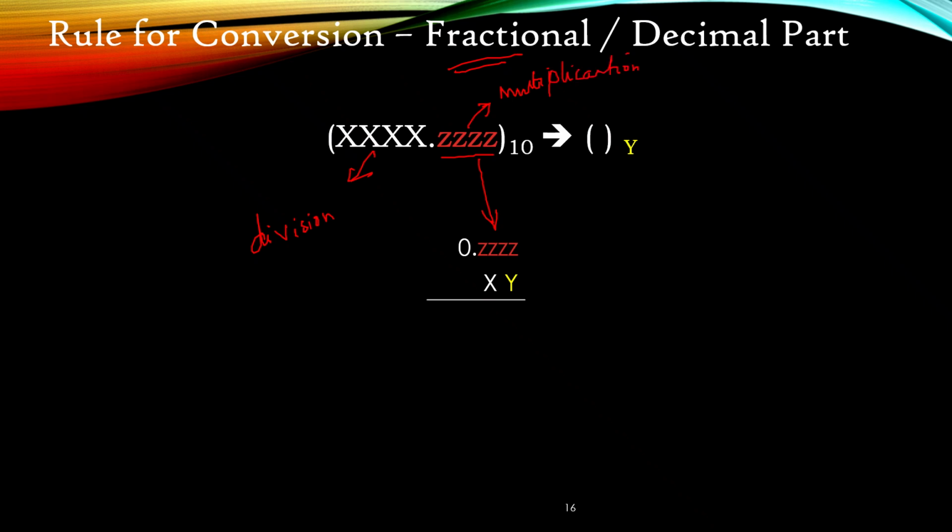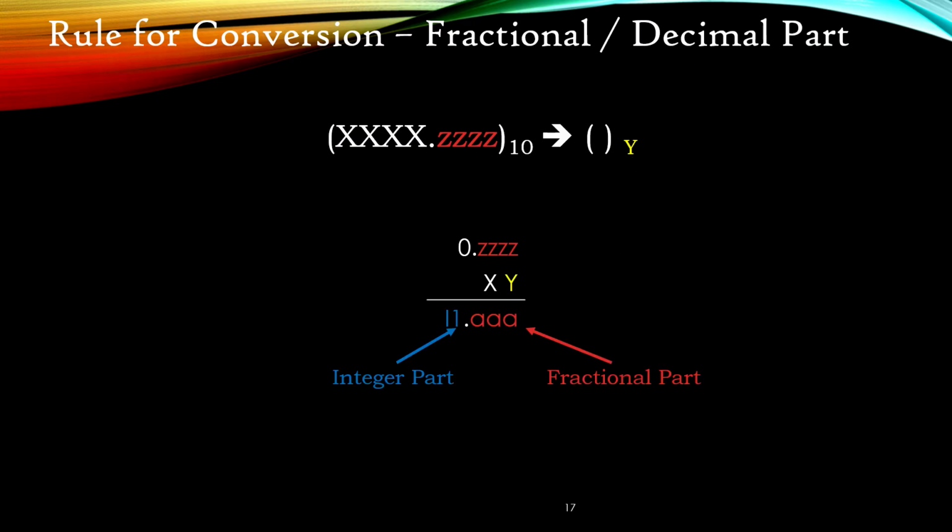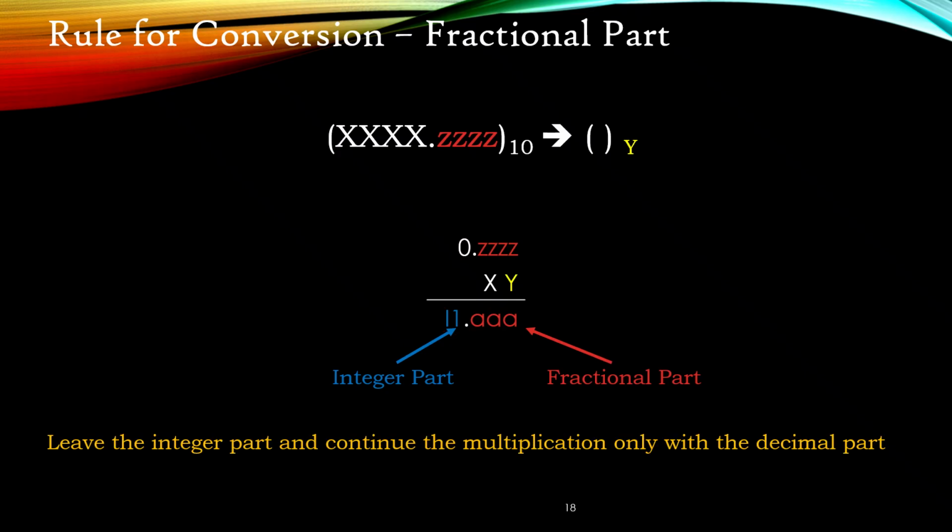We multiply with the base value. Once we multiply, we get two parts of the number, that is the integer part and the fractional part. This integer part can also be zero, and we have to consider that. Now, what we have to do is leave this integer part aside for the next step of multiplication.